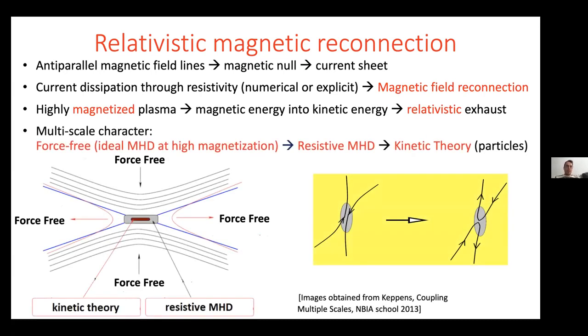This whole process has a multi-scale character, and the inflow into the current sheet is usually well described by force-free or ideal MHD at a high magnetization. There is a resistive zone around the X point that you see here, and the X point itself can only properly be described by kinetic theory or by PIC simulation, so to say.